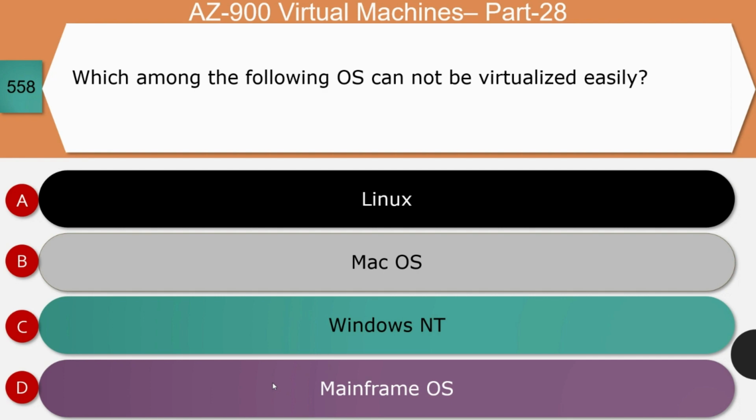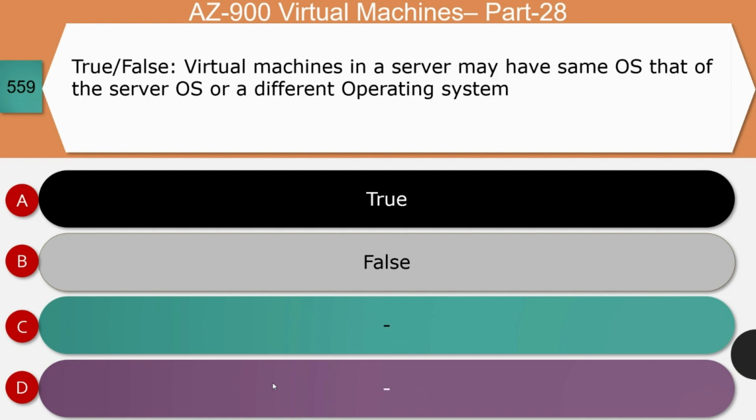Next question, which among the following OS cannot be virtualized easily? Is it Linux, or Mac OS, or Windows NT, or Mainframe OS? The right answer for this question is Mainframe OS. Let's see the reason. Mainframe OS requires special hardware which is very expensive and difficult, or in fact complex, to maintain. So mainframe OS cannot be virtualized easily, and so option D is the right answer.